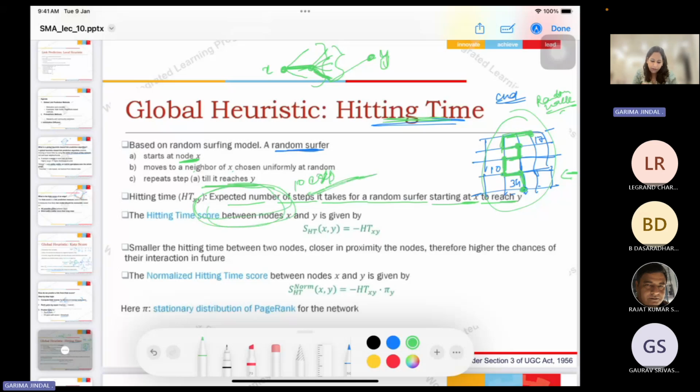Okay, so this score will be the hitting time for X and Y. Now there is this minus sign. You can see that there is this minus sign in this formula. Can anyone guess why there is a minus sign in this formula of hitting score?